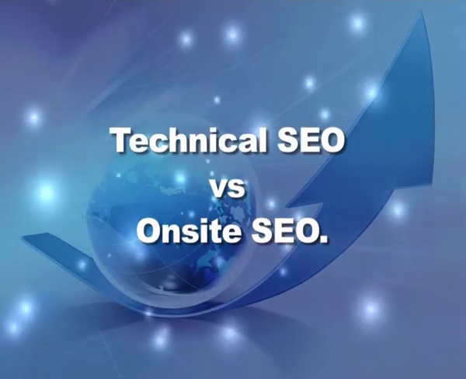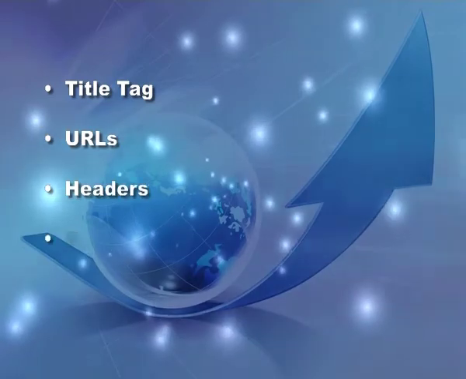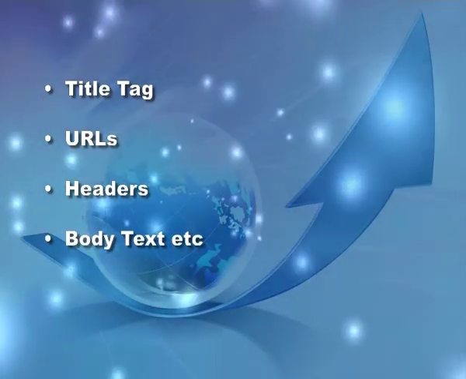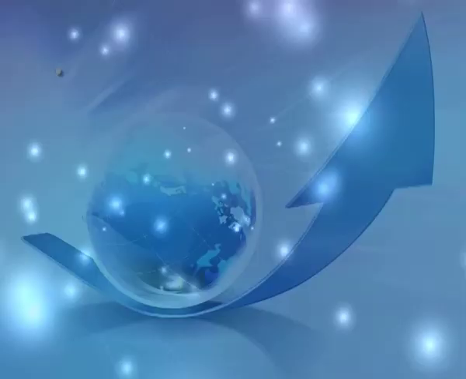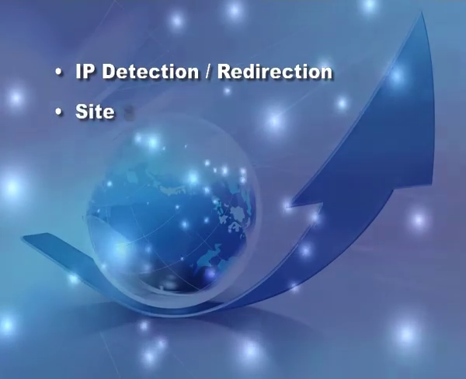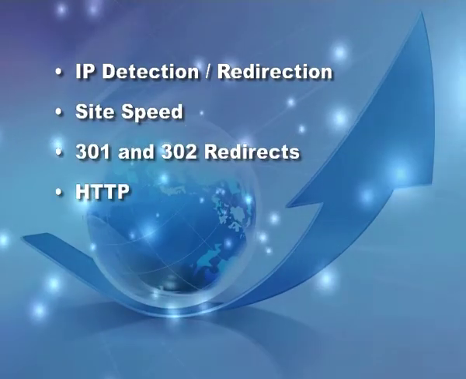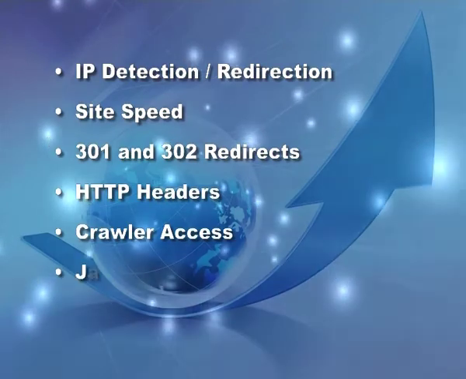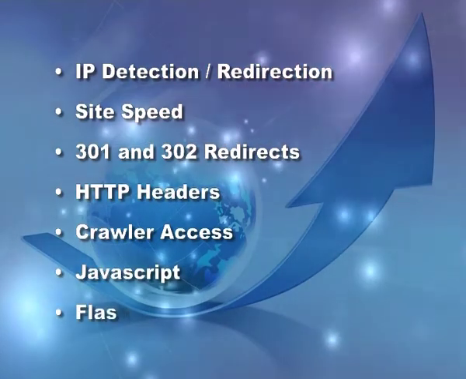Technical SEO versus on-site SEO. On-site SEO elements are those which the user can see without looking at the source code. So it includes things such as title tag, URLs, headers, body text, etc. Technical SEO involves the elements of a page that the user can't see without looking at the source code. These will include elements such as IP detection or redirection, site speed, 301 and 302 redirects, HTTP headers, crawler access, JavaScript, Flash.